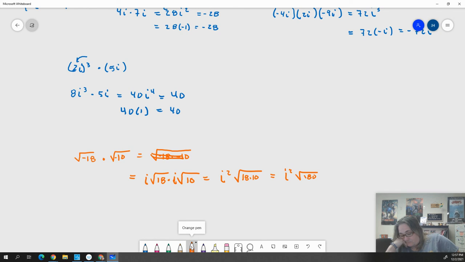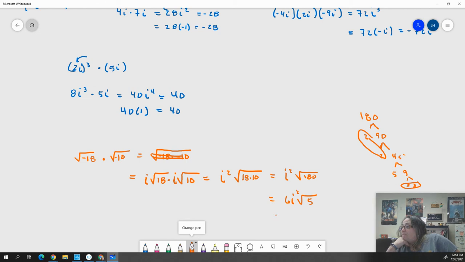I would look at that as what? Trying to think of the best way to break it down. 180, I would go, well, it's 2 times 90, which is 2 times 45, which is 5 times 9, which is 3 times 3. So technically we pull out 3s, we can pull out 2s, but we can't pull out the 5. And so we have 2 times 3 is 6, I squared times the square root of 5.